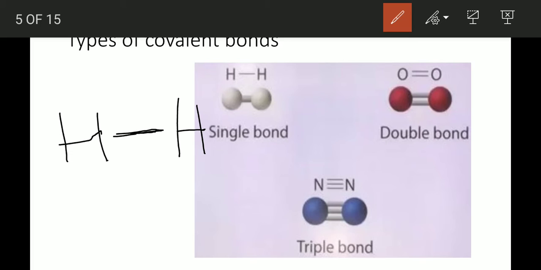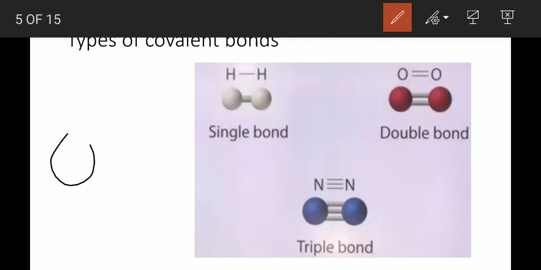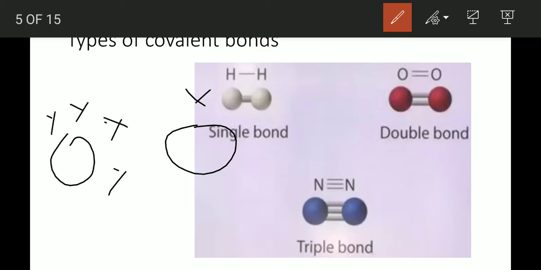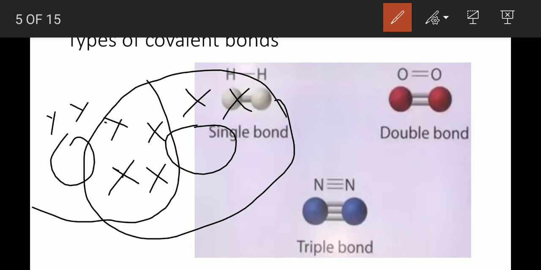Here only one bond formation has happened. That's why this is called single bond. Next, here there are two oxygens. Its electronic configuration is 2, 6, and this oxygen also has electronic configuration 2, 6. To become stable, they both need 2 electrons. What happens here? They both share their electrons, something like this, and they both will become stable.